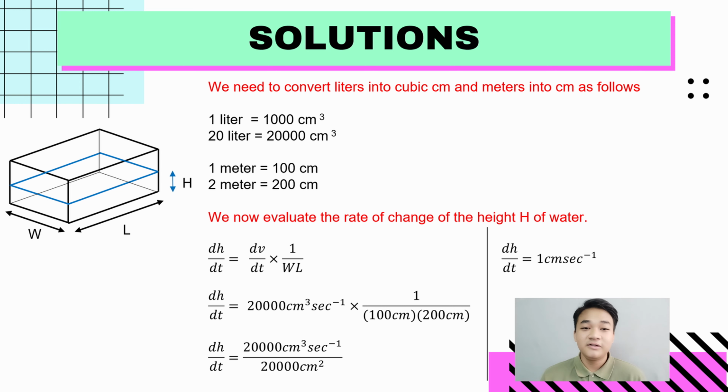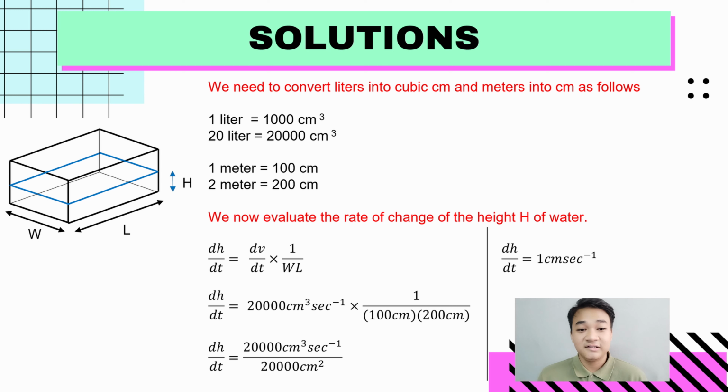We now evaluate the rate of change of the height of the water. dH over dt is equal to dV over dt times 1 over the width and the length. dH over dt is equal to 20,000 centimeter cubed per second times 1 over 100 centimeters times 200 centimeters, which is the width and the length.